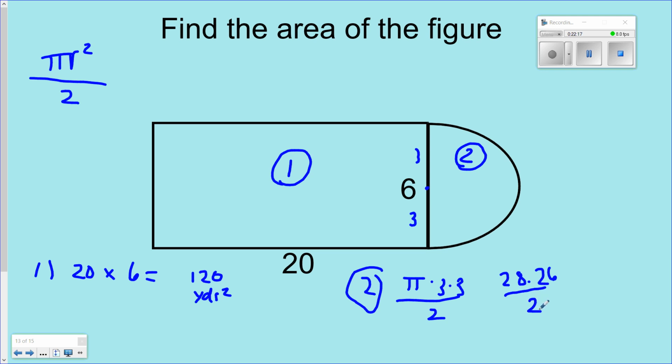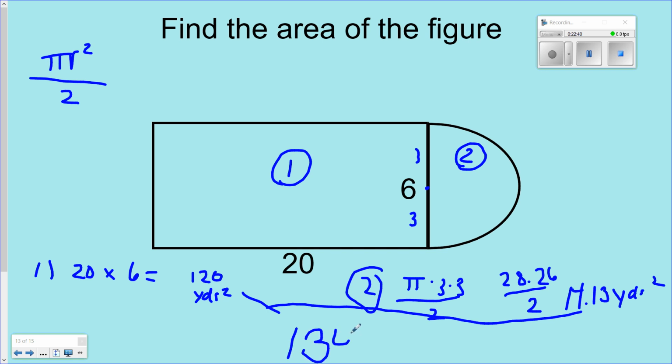Equal, and then divide by 2 is 14.13. We'll do our yards again. Yards squared, and then we have to add these two together. Add them together, and it's 134.13 yards squared.